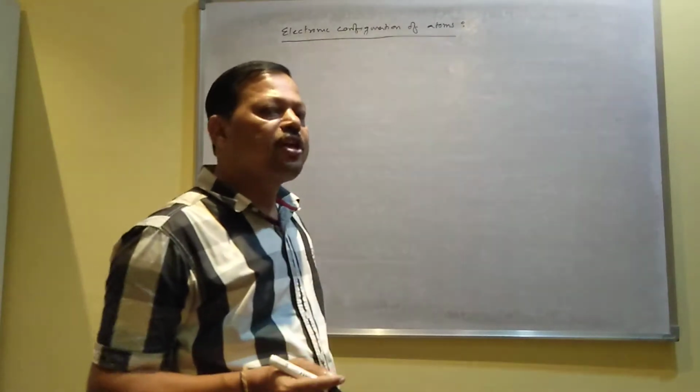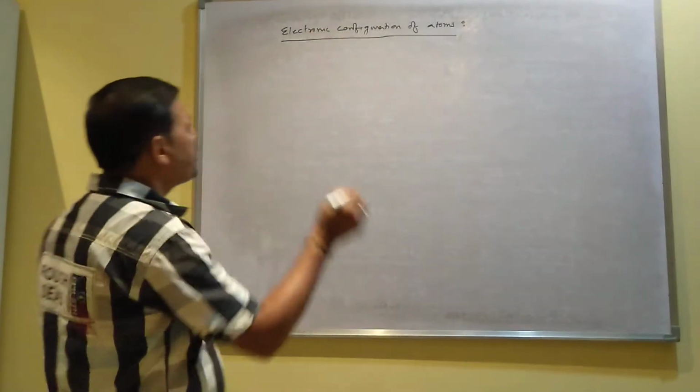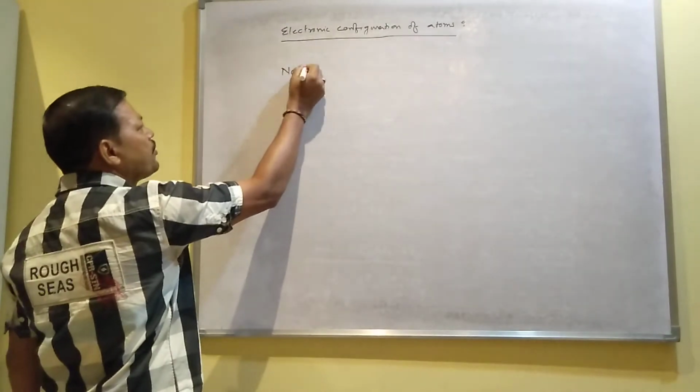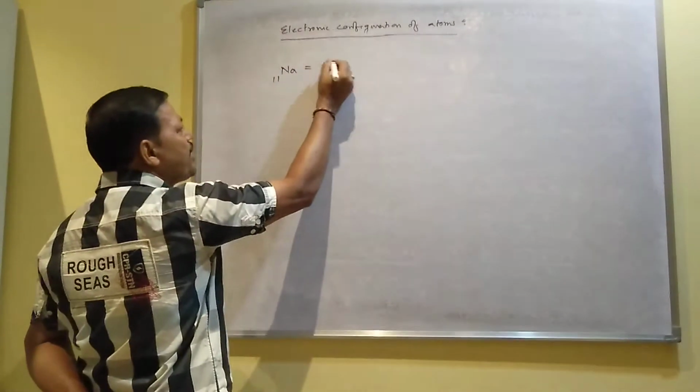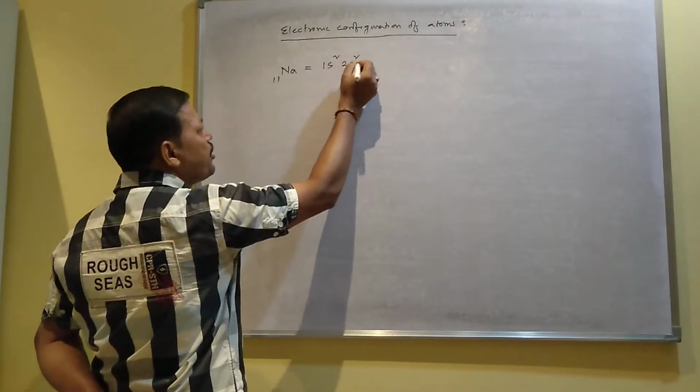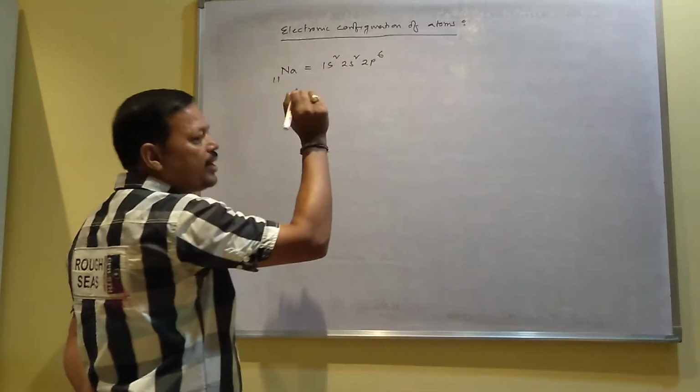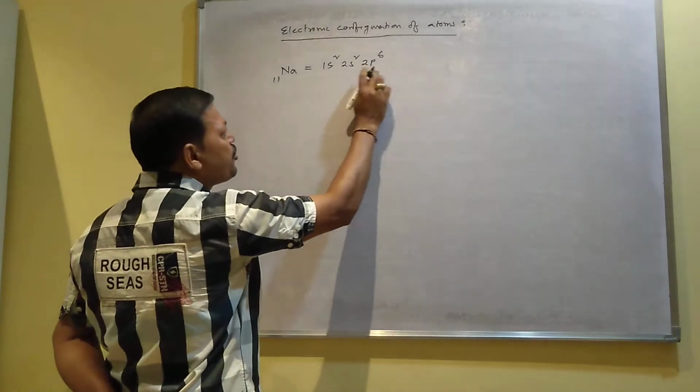So we have drawn the electronic configuration up to neon. After neon, you will get sodium. You know sodium atomic number is 11. So first 1s2, then 2s2, then 2p6. Directly you can write this, and you know this is the electronic configuration of neon.